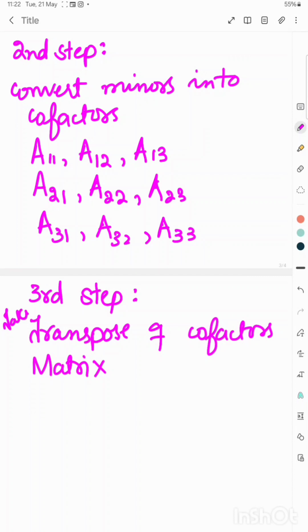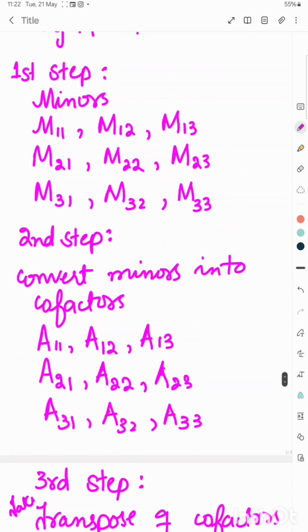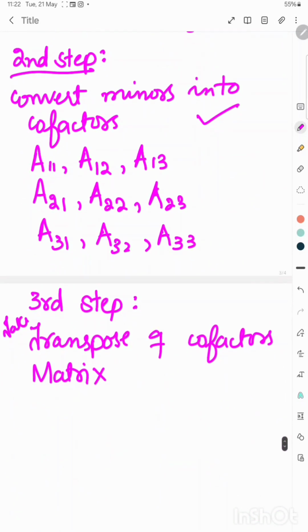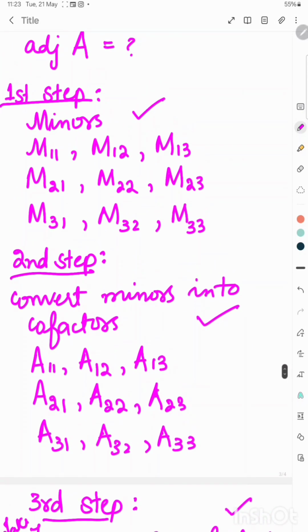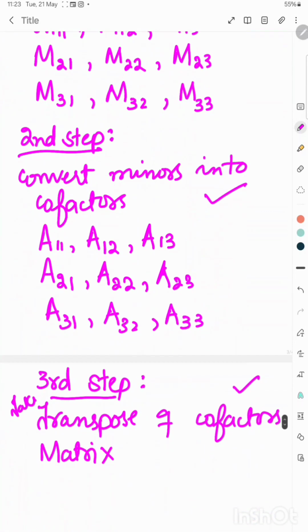So you have to just remember these 3 steps. First, we will find minors. In the second step, we will convert minors into cofactors. And in the third step, we will just take the transpose of the cofactor matrix and we will get our adjoint of A. Now, I will go for the first step, that is, I will find the minors of the matrix.